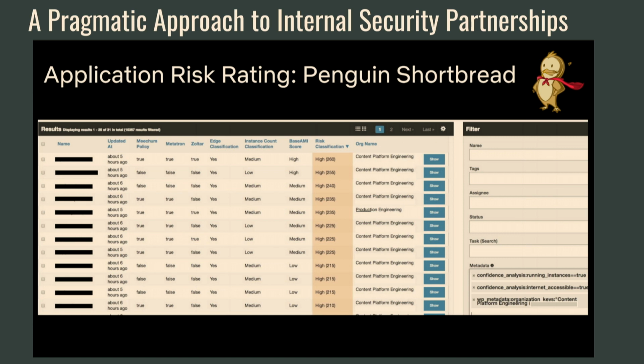So I don't know if you can make this out very well, but it has some interesting attributes in terms of, are they using the TLS library that we built? Is the service edge-facing? How many AWS instances do they have? And so forth. So it gives them a nice, quick, high-level view.